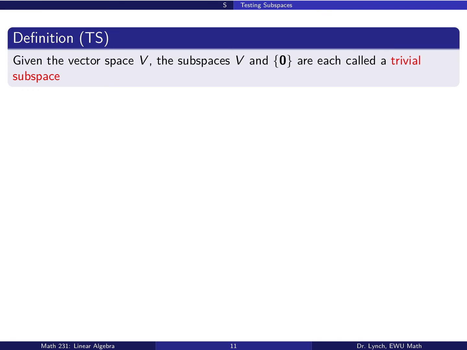We talked about the vector space containing the zero vector. Of course, a vector space is a subset of itself, right? So since a vector space is a vector space, and since the zero vector is a vector space, those are trivial subspaces of the vector space V.